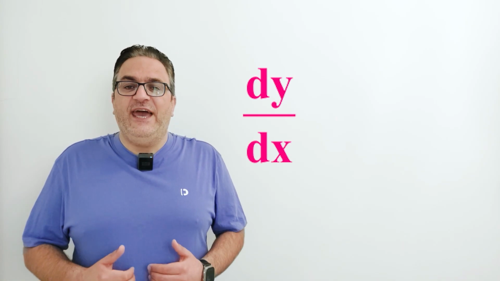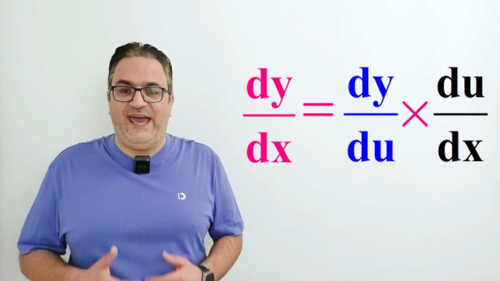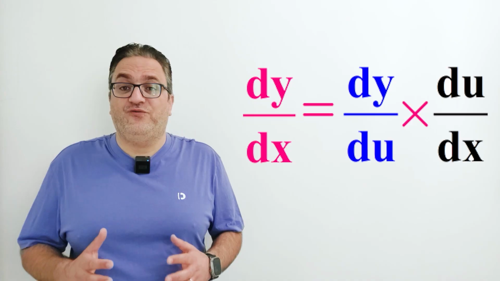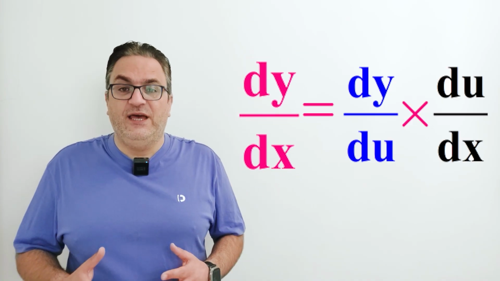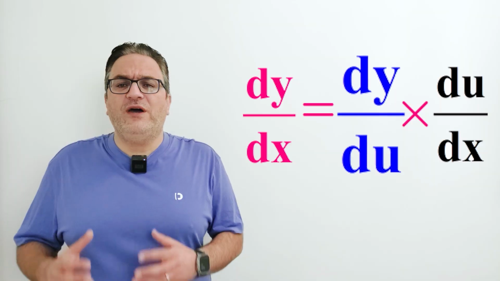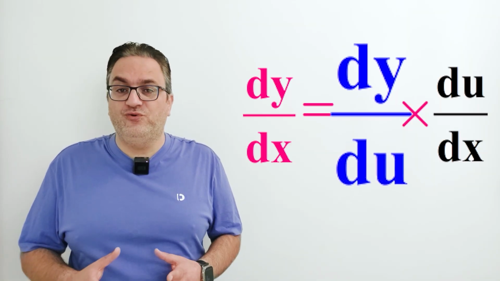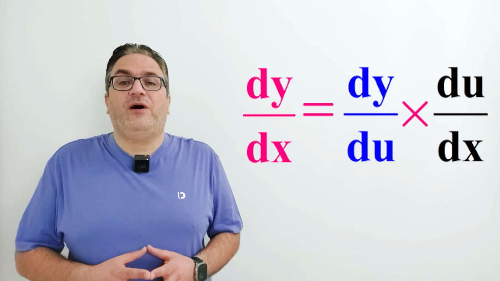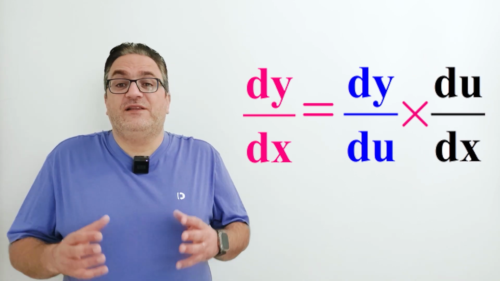Looking at our formula, dy/dx is equal to dy/du times du/dx. It tells us that to find how y changes with respect to x, we first find how y changes with respect to an intermediate variable u and then multiply it by how u changes with respect to x. Think of it like a chain. Let's solve a few examples.